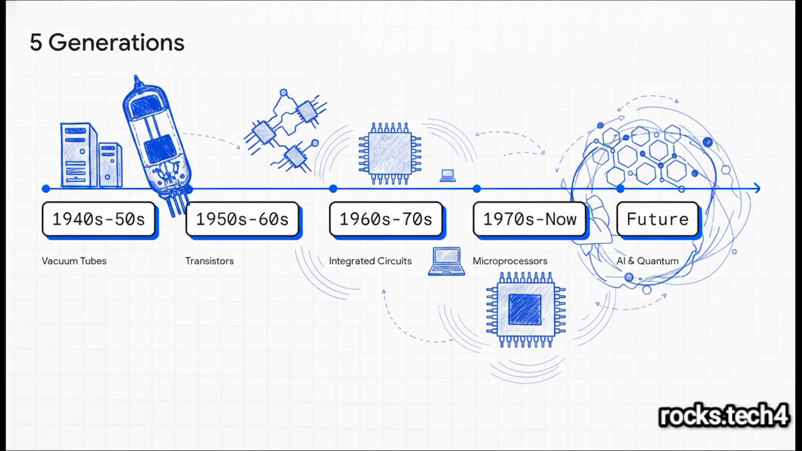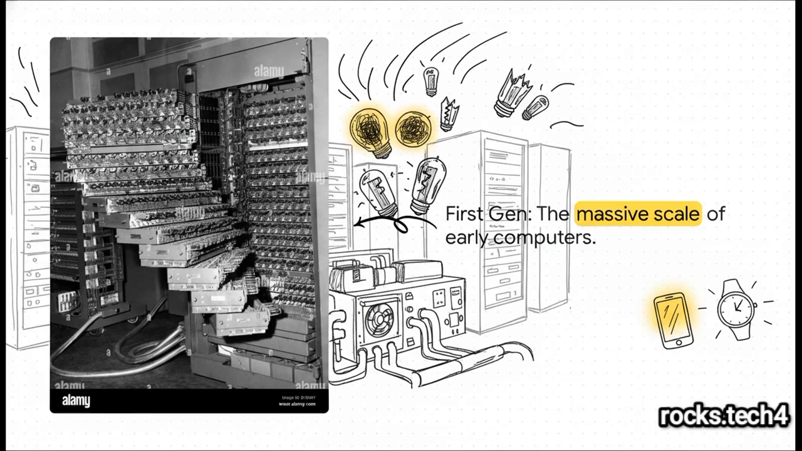The 70s brought us the microprocessors that we're basically still using today, and now we are standing right on the edge of the 5th generation, artificial intelligence and quantum computing. And as you'll see, with every single chronological leap, these systems got drastically smaller, insanely faster, and way more accessible to everyday people.